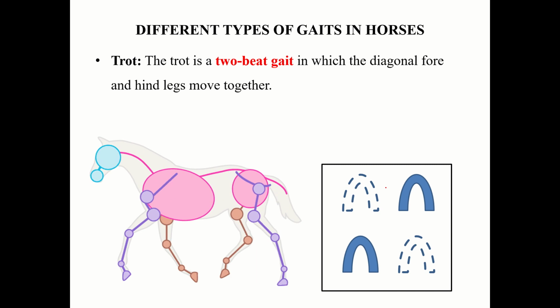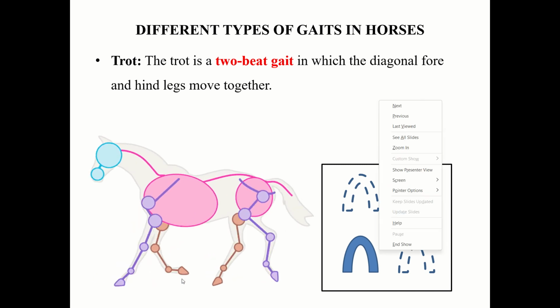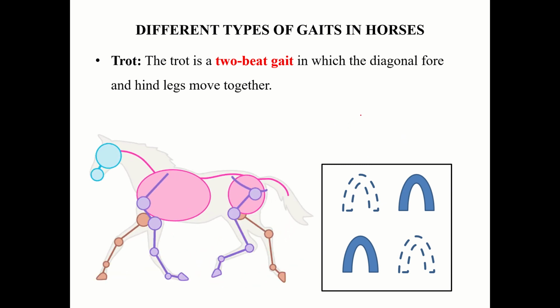Suppose I pause it. See over here, the brown color indicates the right leg and the blue purple color indicates the left leg. Here you can clearly see that one brown and one purple leg, in the diagonal direction, are on the ground and the other two are in the air. So it is a cross, or diagonal, 2-beat gait.